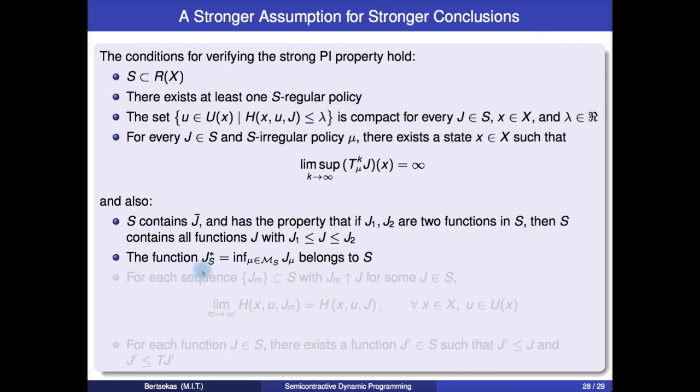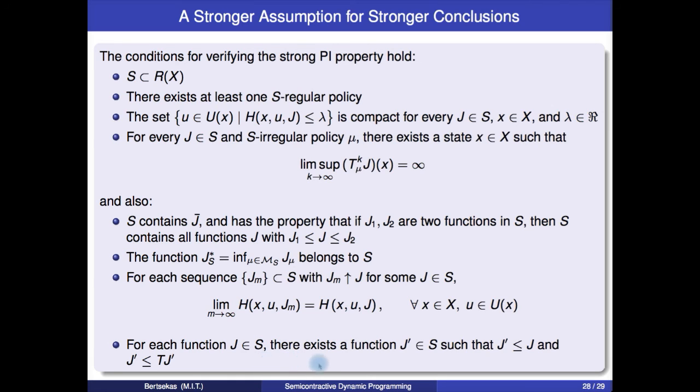The second additional condition is that Js star belongs to S. The restricted optimum belongs to S. The third condition is a technical one. It's a continuity from below condition: for every sequence Jm in S that converges monotonically from below to some J in S, we have that the corresponding sequence of values of h converge to the value at the limit for all x and u.